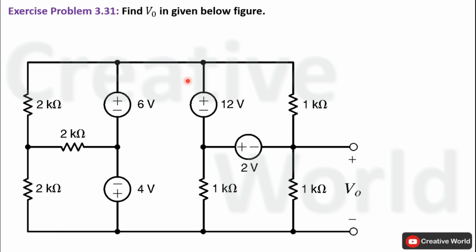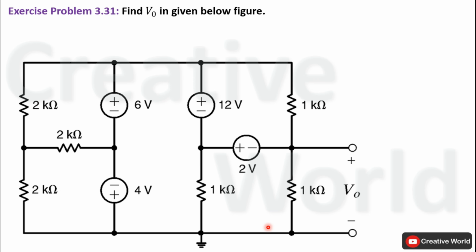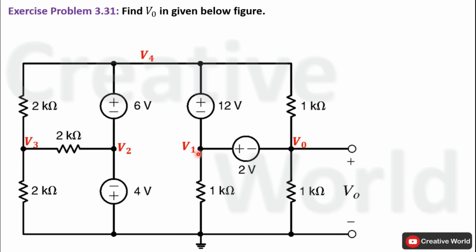So we know that in order to apply nodal analysis on any network, we have to follow some steps. First, we have to make a reference or ground node for this network. So I am considering this node as the reference or ground node. In the next step, we have to label all unknown non-reference node voltages. So the other non-reference node voltages are labeled as V0, V1, V4, V2 and V3.